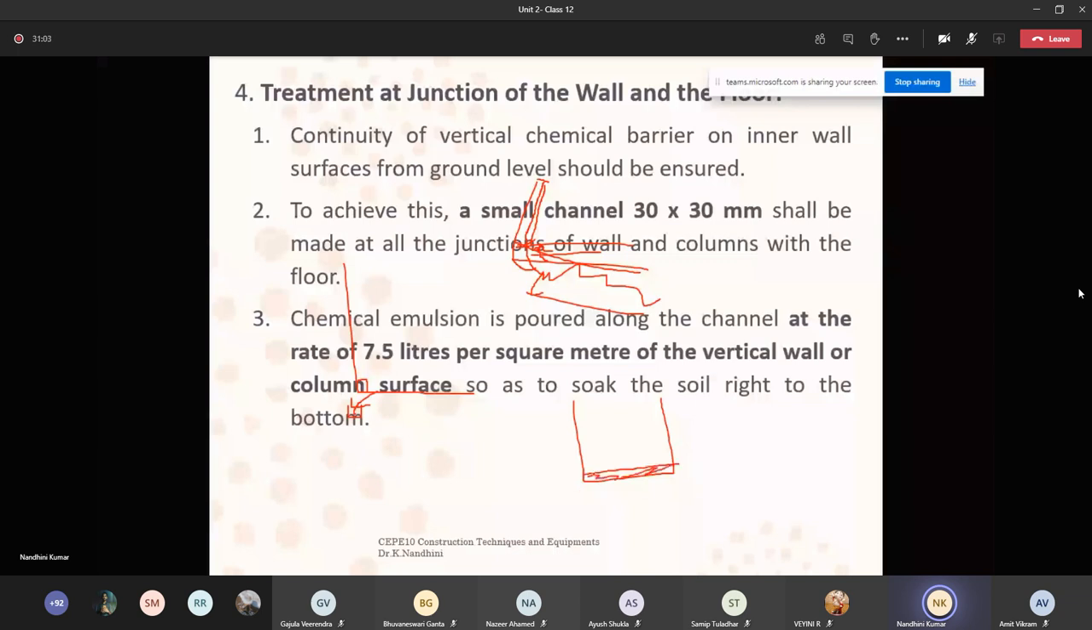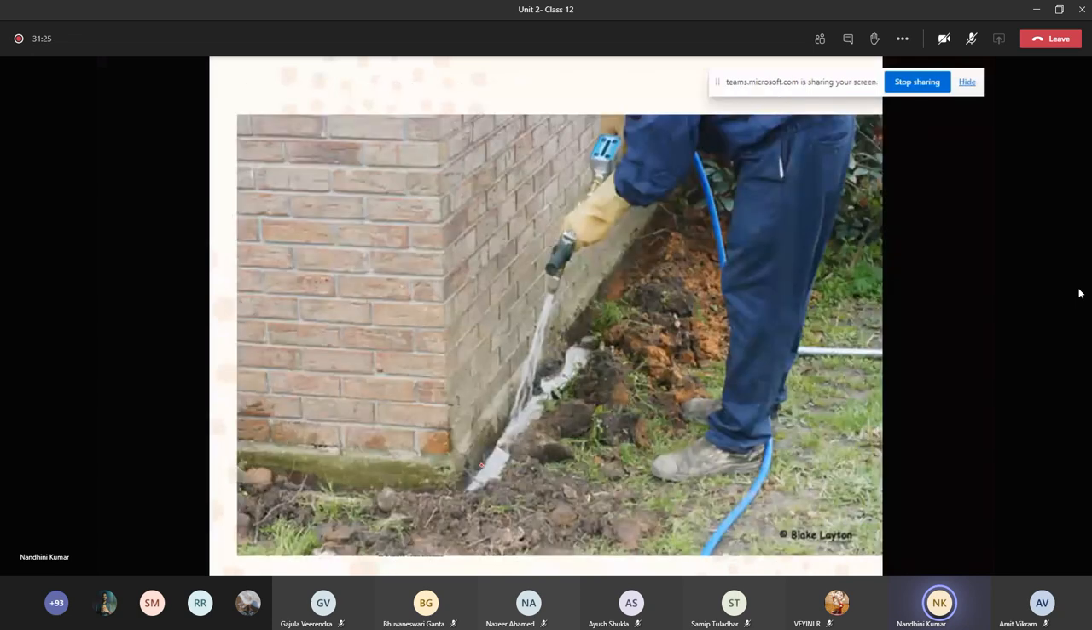Once you are done with it, you will not find any termite access in your building. Chemical emulsion is poured along the channel at the rate of 7.5 liters per meter square, the same for the vertical wall or the column surface, so as to soak the soil right at the bottom. This is done along the external side. I told you, channel type. This channel type can be done in the internal also. It is based upon the soil.